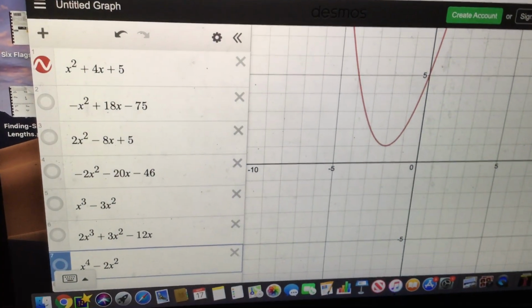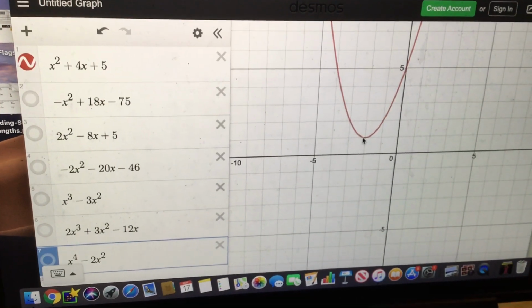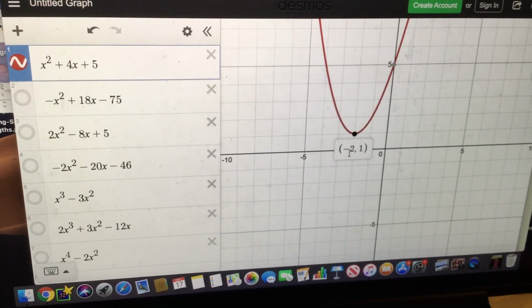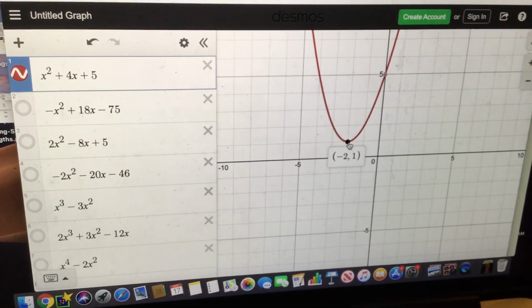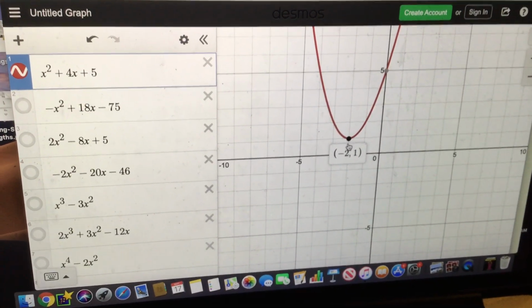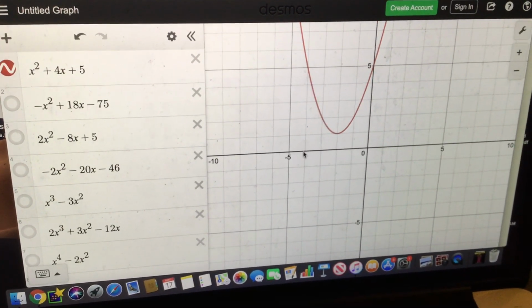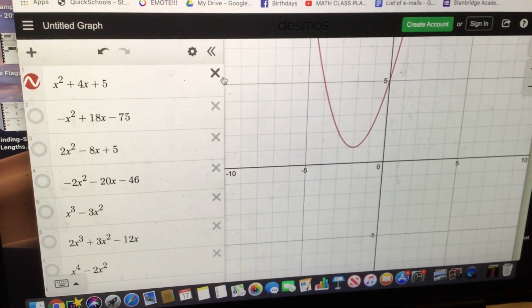Okay. So looking at this graph, x squared plus 4x plus 5, and the critical point is located at x equals negative 2. That means that it's about to go up after f prime of x is equal to 0. The second derivative test proves it.